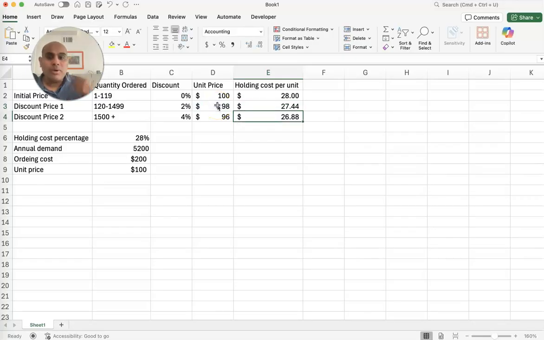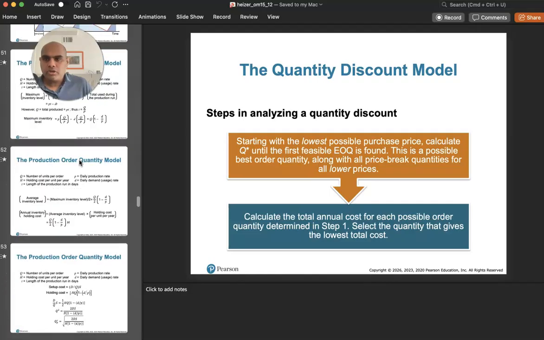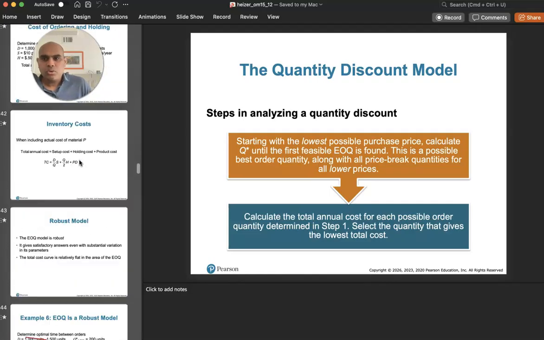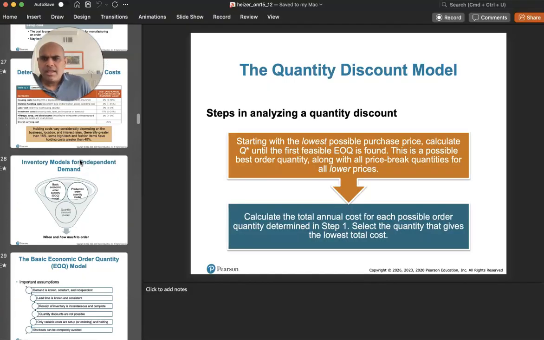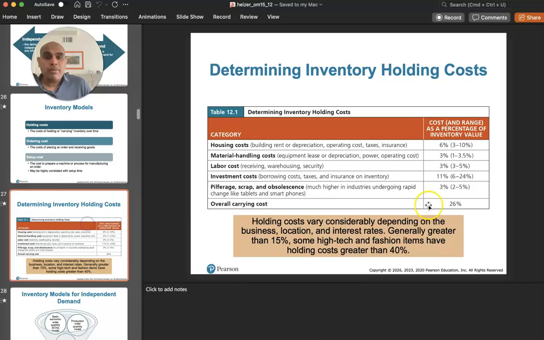Now, why does it make sense to have the holding cost as a percentage, right? And we looked at this also. If you remember, when we talked about holding cost, we said that we can represent holding cost as a percentage. The reason is that there are different things that go into a holding cost. You can have housing costs, material handling costs, labor costs, any investments that you made, any pilferage or obsolescence costs. All of these costs add up together to give you a holding cost value. So the holding cost is a percentage, right? And different industries have a different percentage of holding cost.